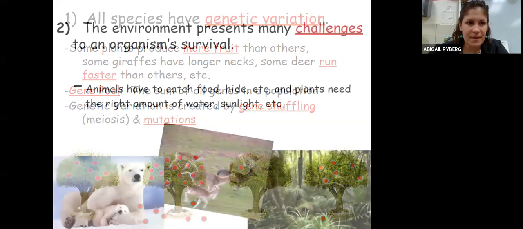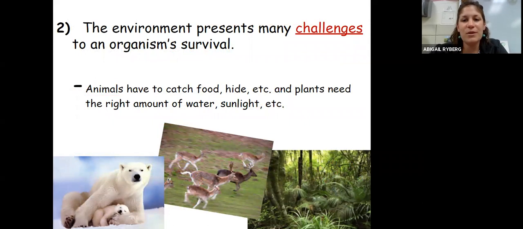Okay. The second thing is the environment presents many challenges to an organism's survival. So animals constantly have to fight to survive. Animals have to catch food, they have to hide from predators, and plants need just the right amount of water, just the right amount of sunlight. They can't be eaten, and so on. So plants and animals, pretty much every moment of every single day in the wild, have challenges. And that has to be in place in order for natural selection to occur.